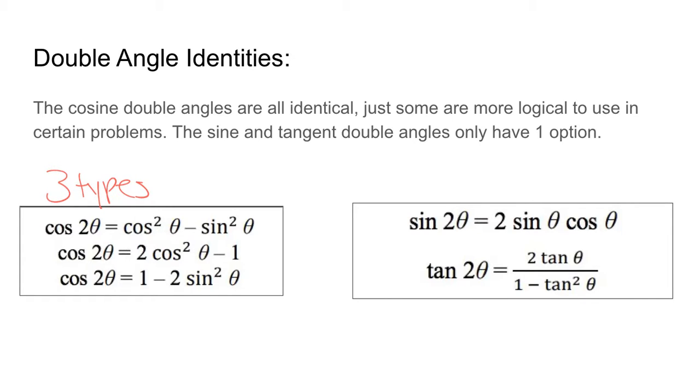Don't get these confused with 2 times cosine or cosine squared. These are cosine double angles. Okay, very important to be aware of.